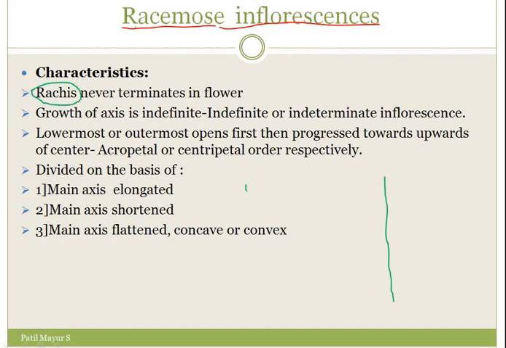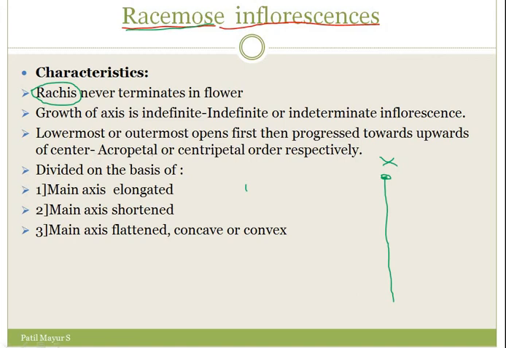We are seeing the characteristics of racemose type of inflorescence. So the first characteristic is that the rachis never terminates in a flower. So you will never see a flower at this position. You will never see it. Okay. So this inflorescence axis at the terminal part doesn't have any flower.